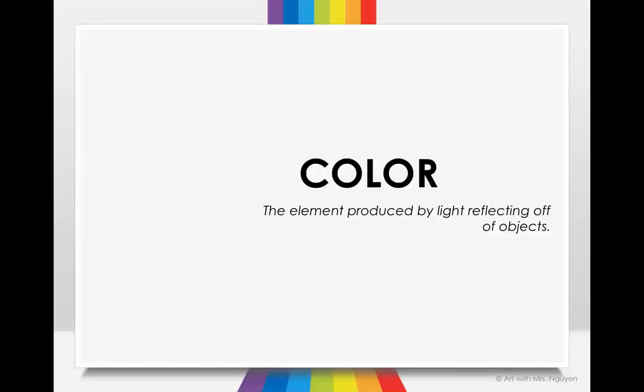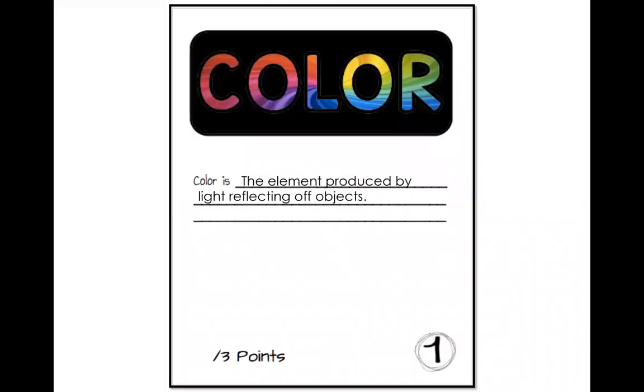First, we're going to talk about the element of art, color, and its definition. Color is the element produced by light reflecting off of objects. So on page 1, you need to write the definition of color, which is the element of art produced by light reflecting off objects, and then color the word color in a way that describes the definition.